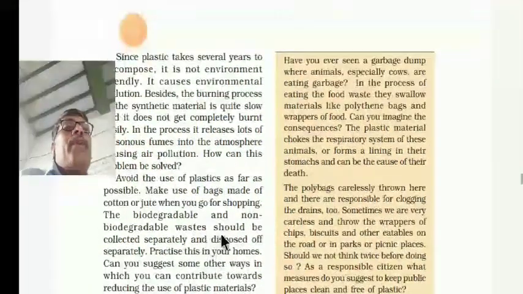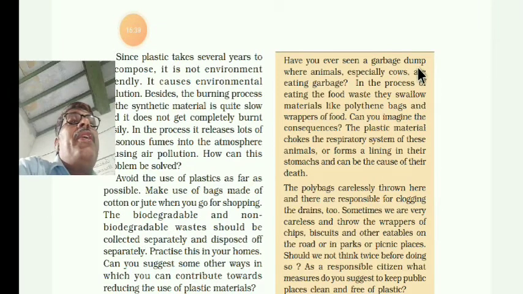Now see here. Have you ever seen a garbage dump where animals, especially cows, are eating garbage? You have seen it sometimes outside on the road. Cows and other animals eat the waste materials that you have thrown. In the process of eating the food waste, they swallow materials like polythene bags wrapped around the food. Can you imagine, the plastic material chokes the respiratory system of these animals? Chokes means it blocks the respiratory system or forms a lining on the walls of their stomachs, and can be the cause of their death also.